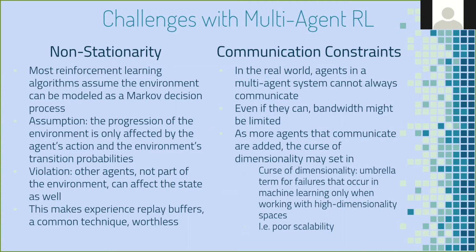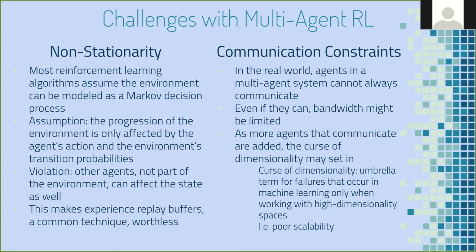Introducing multiple agents into the RL problem creates a number of issues that require specialized algorithms to solve. One such problem is called non-stationarity. Most reinforcement learning algorithms assume the environment can be modeled as a Markov decision process, which assumes the environment is only affected by the agent's action and the environment's transition probabilities. However, the other agents can affect the state in the multi-agent setup. This slows model convergence and invalidates some techniques.